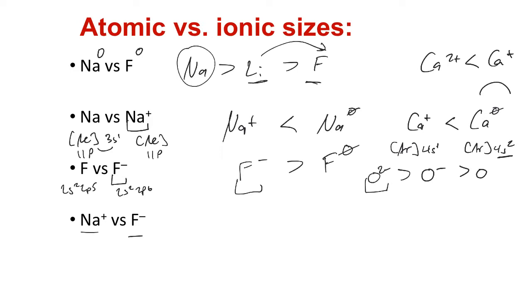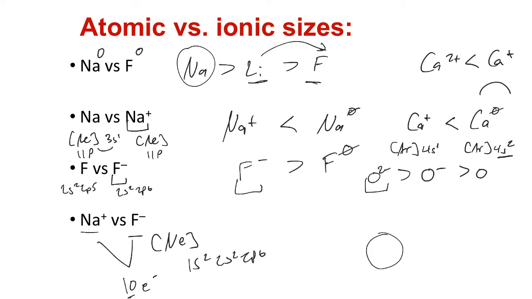For Na+ versus F-, let's think about this for a second. This is a sort of clever problem of comparing these two ions, because they each have 10 electrons. Sodium has 11 electrons if it's uncharged, and when it loses an electron it goes down to 10. Fluorine has 9 total electrons, and adding an extra one goes up to 10 as well. So these all have the neon configuration, 1s2, 2s2, 2p6.